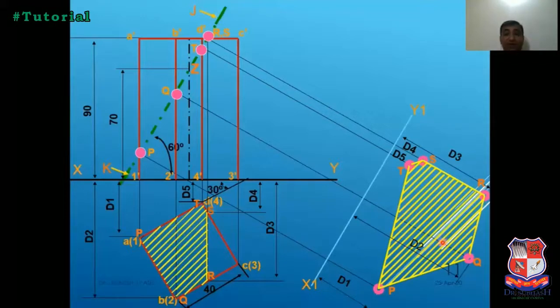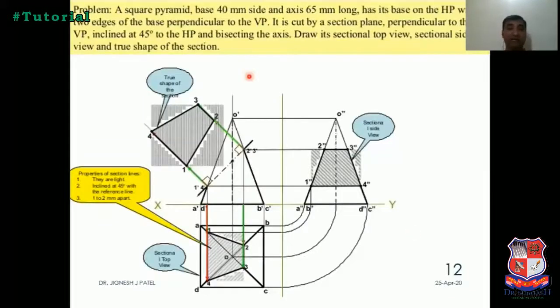Okay. Now let us understand with some more examples. A square pyramid, base 40 mm side and axis 65 mm long, has its base on the HP with two edges of base perpendicular to the VP. It is cut by a section plane perpendicular to VP, inclined at 45 to the HP and bisecting the axis. Draw its sectional top view, sectional side view, and true shape of the section.